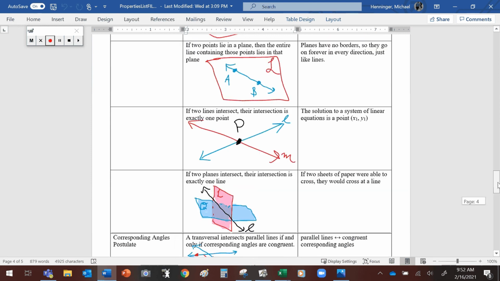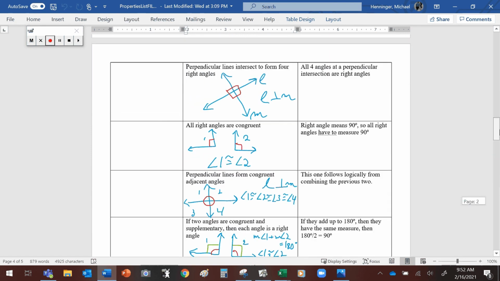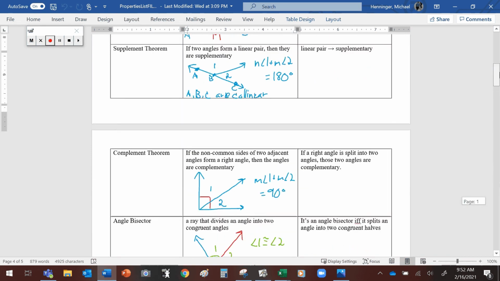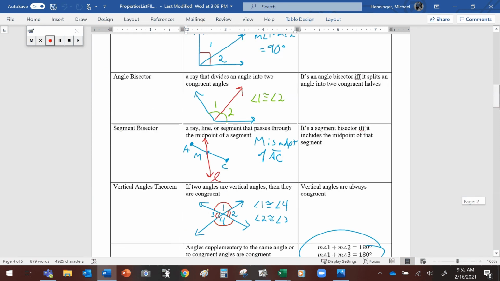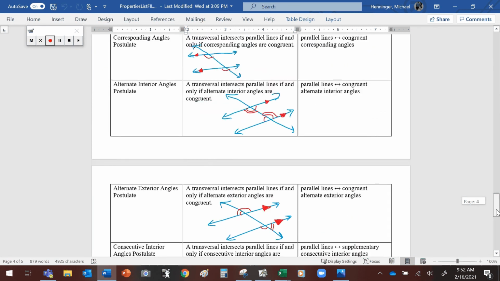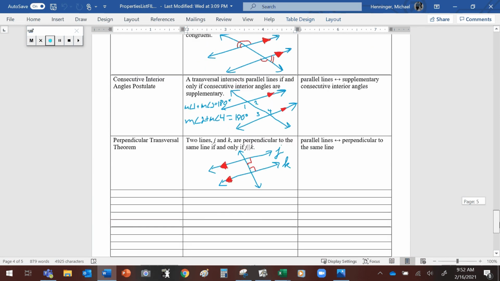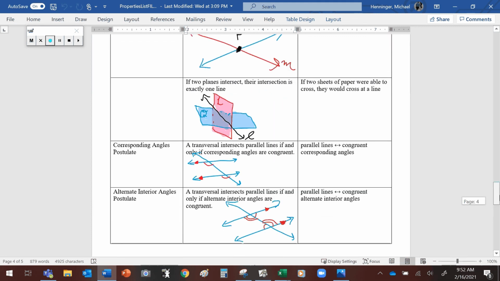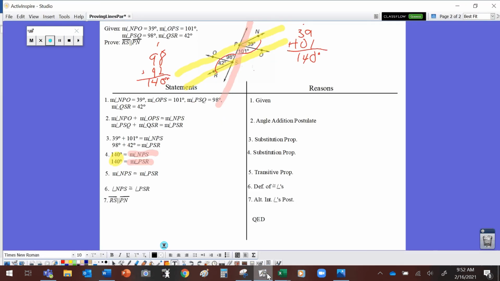So we talked about this in class. You need to have a copy of this list that you can refer to. And we're going to continue to add to this list. It's already, what are we looking at here? 5 pages long. And we're going to continue to add to this. The more properties that we add to this list, the easier and the more proofs that we're going to be able to complete.